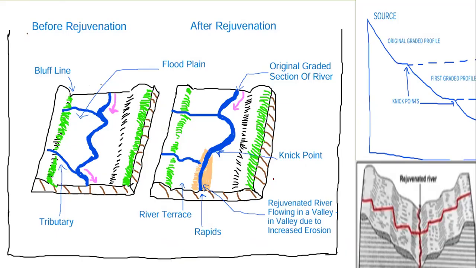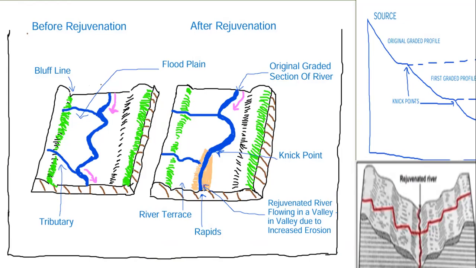Number 3 is the static rejuvenation. This is caused when there is a decrease in the load or an increase in runoff. This is caused after a glacier melts, which leads to the river valley getting deeper. Why does it get deeper? Because the volume of the water increases and more vertical erosion takes place.